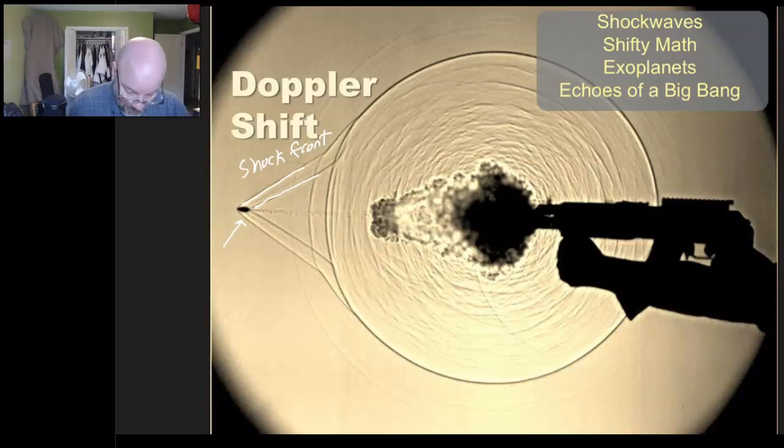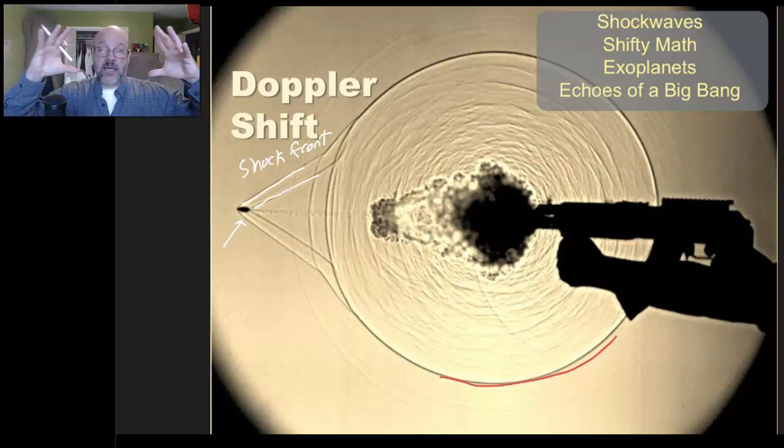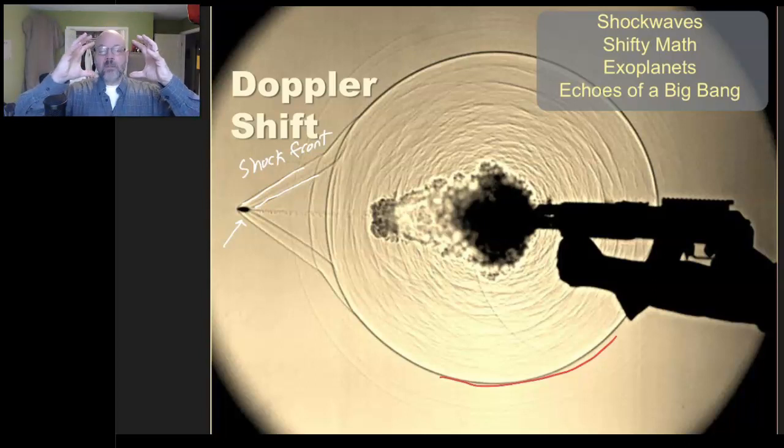Now this giant circle here, that color didn't show up too good, sorry about that. This giant circle is the shock from the actual gases expanding out of the end of the muzzle. If you could see this in 3D, it'd be like a bubble centered on the end of the projectile.